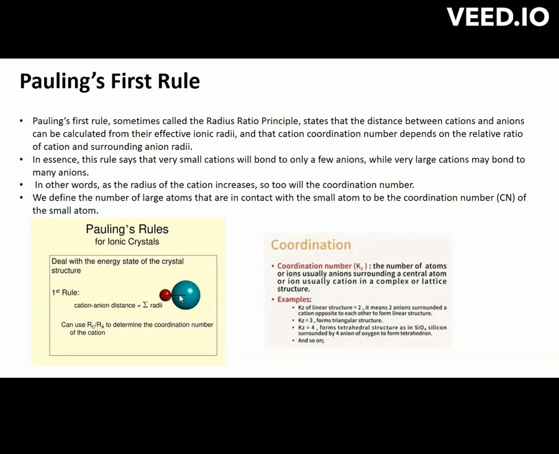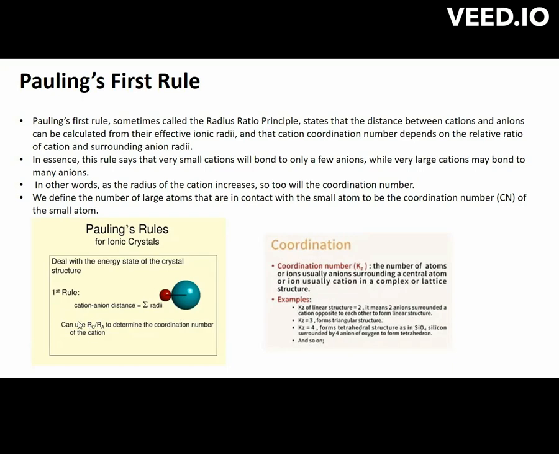All right, so if we now take the distance is equal to the sum of the radii. That's what Pauling's first rule is all about, which is why we're saying the distance between the cation and anion can be calculated from the sum of the ionic radii. And not only that, but the cation coordination number depends on the relative ratio of a cation surrounding an anion.